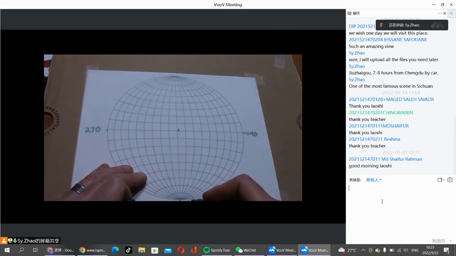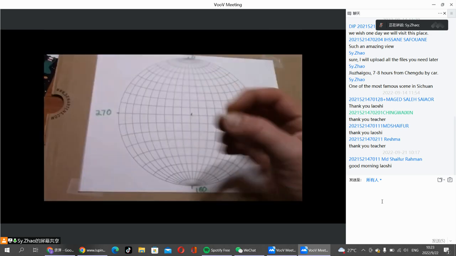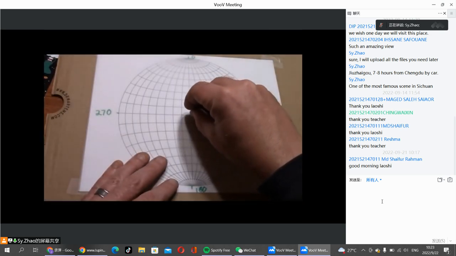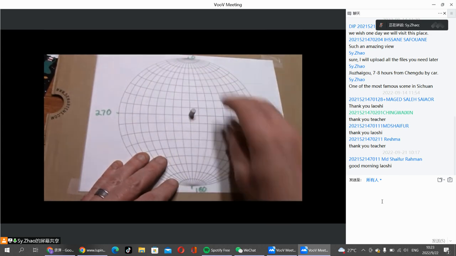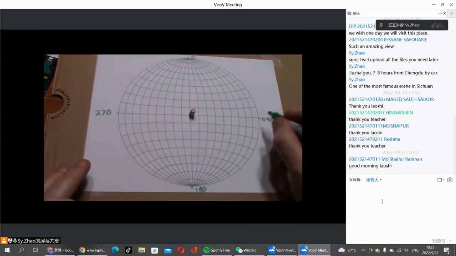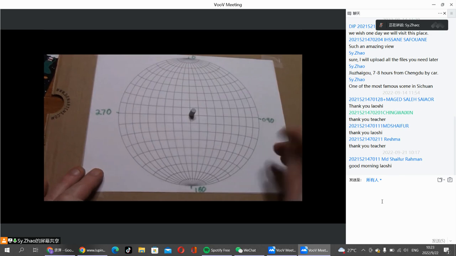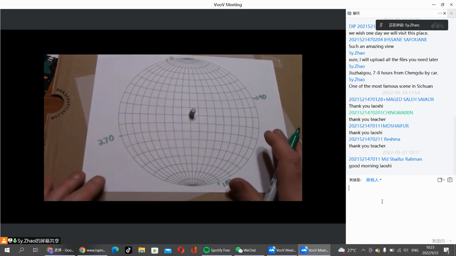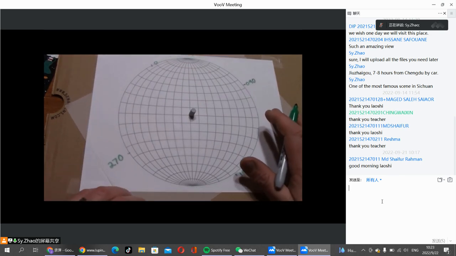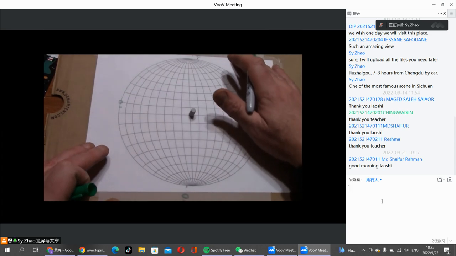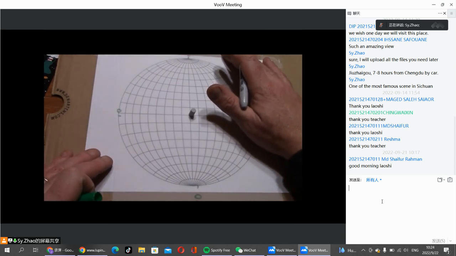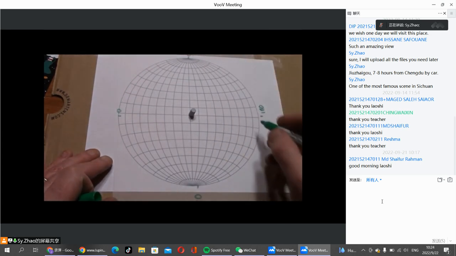Then to plot a strike and dip, you note the strike number and find that on the edge of your grid. In our case, we mark the 090 degree point with a tick mark. Rotate the transparency so your strike is lined up with north. So in our case, we rotate 90 degrees counterclockwise to get the tick mark lined up with north.